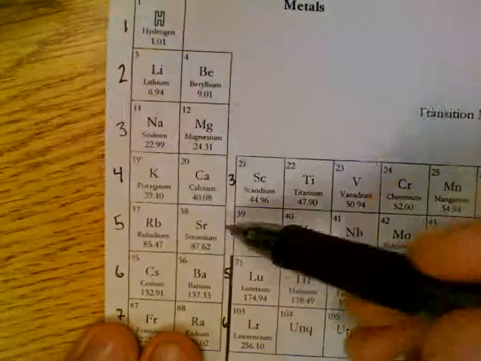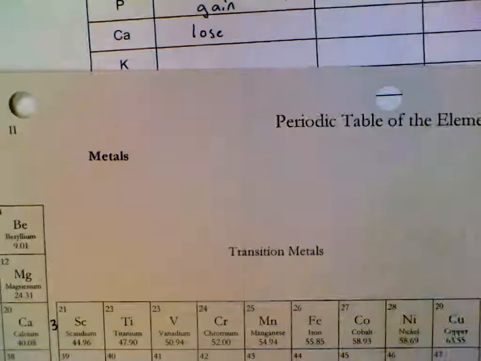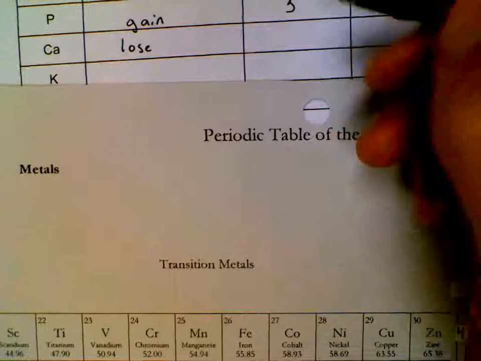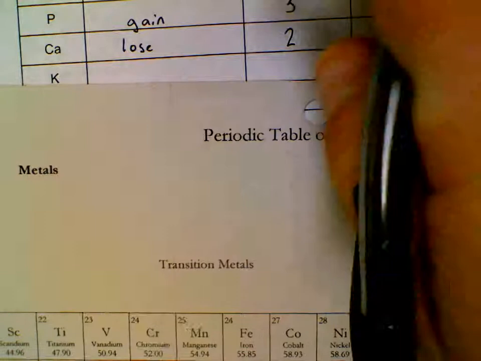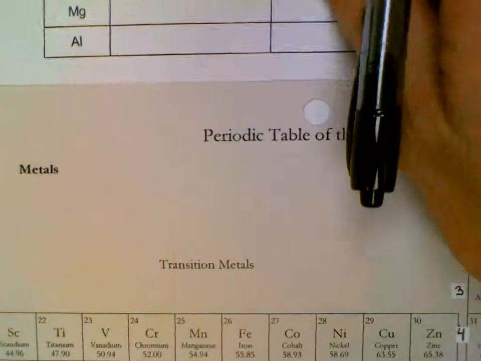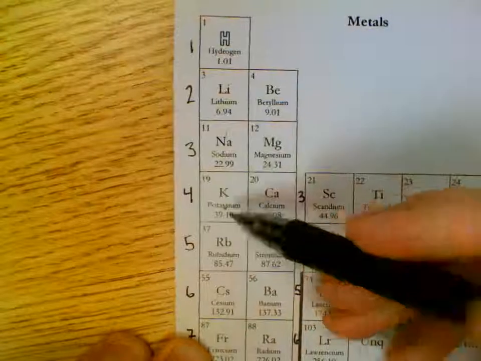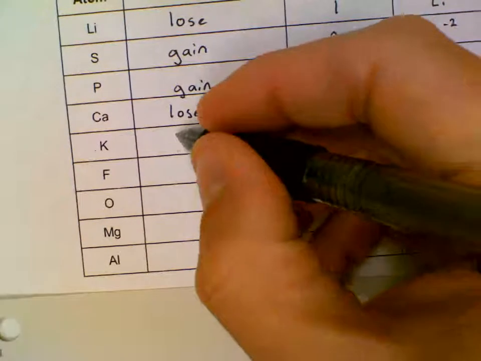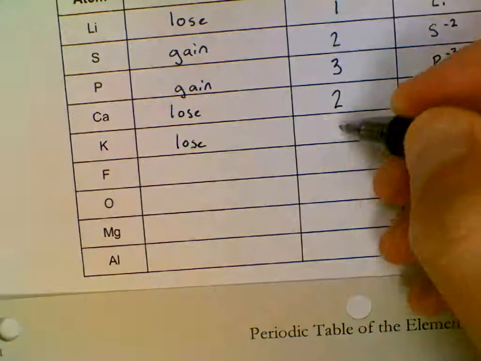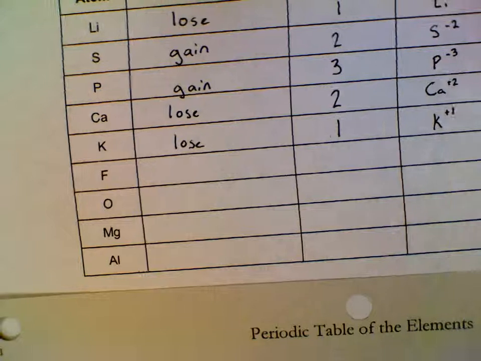Calcium is in group number 2, which means it's easier for calcium to lose those 2 electrons than it is for calcium to gain 6. If it loses 2 negatives, it becomes plus 2. Potassium is in group 1, which means that potassium will lose 1 electron to become a potassium plus 1 ion.